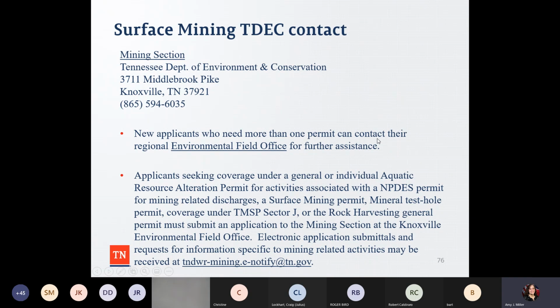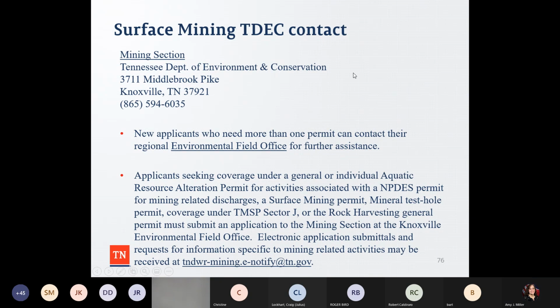So this is a contact for surface mining. Again, phone number. If you have questions, if you have a new applicant, they can go through the TDEC Environmental Field Office. And then applicants that are seeking coverage under a general or individual aquatic resource alteration permit for activities associated with NPDES permits for mining related discharges have to get the surface mining permit, mineral test hole permit, and then coverage under the TMSP Sector 1 or the rock harvesting general permit, and submit that to the mining section in Knoxville.